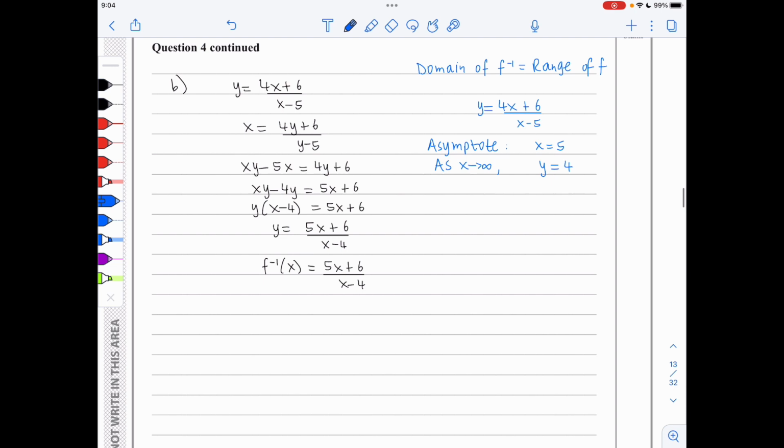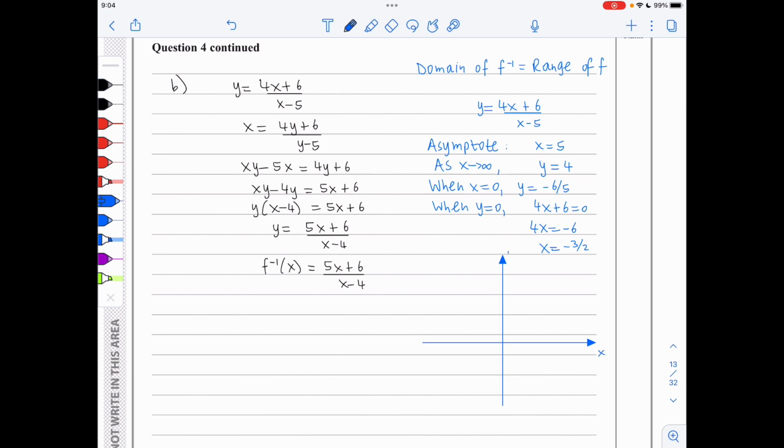So the next thing to do is find the cuts on the axis. So when x is 0, we can see that y is minus 6 over 5. And when y is 0, we've got 4x plus 6 is 0. So 4x is negative 6, which leads to x being minus 3 over 2. So we now have enough information for us to sketch the function.